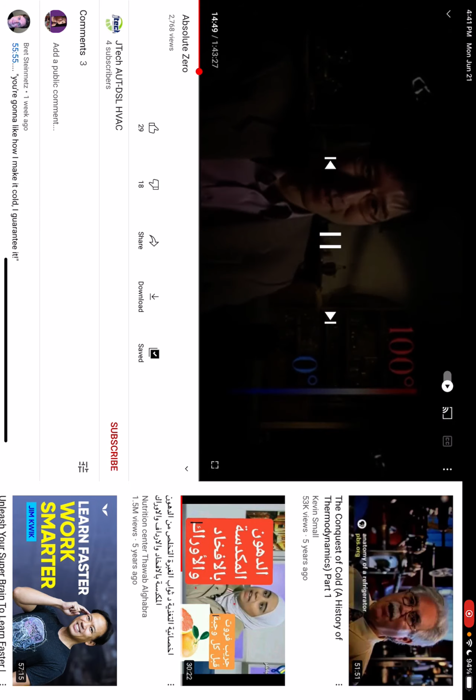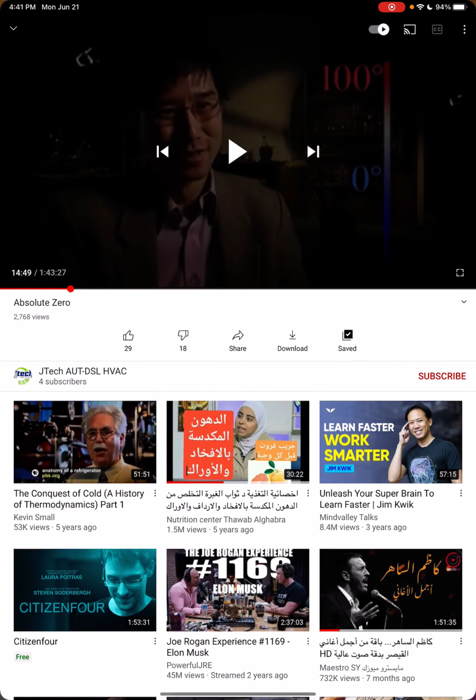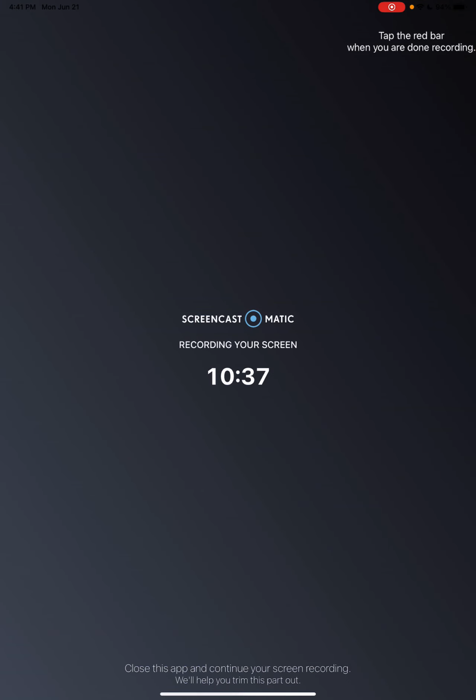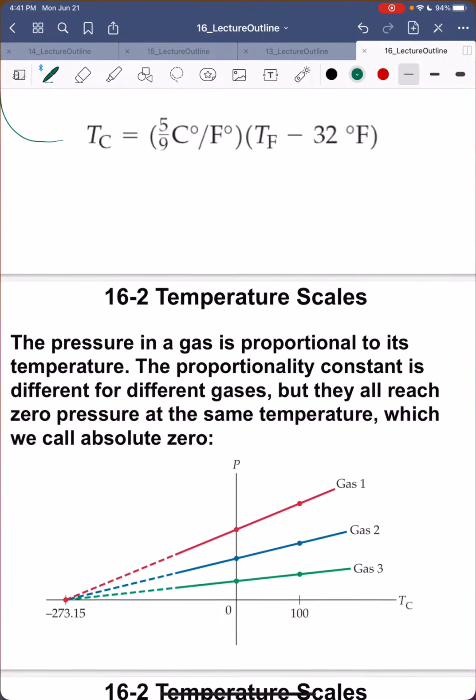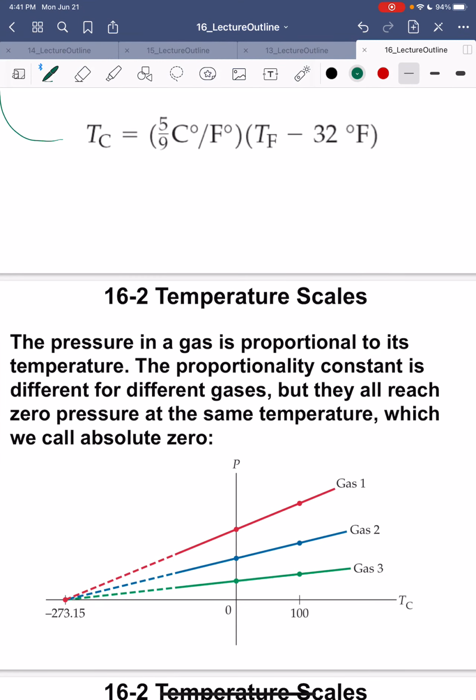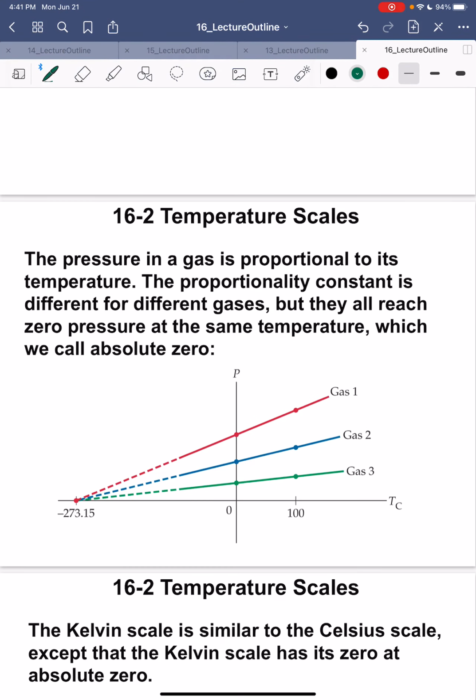Okay, if you wish to look at this and watch it, it's really very interesting. Now, as I said, there was a search for that absolute zero, and it was predicted by theory first. Different scientists were really trying to understand the relation between pressure and temperature in Celsius.